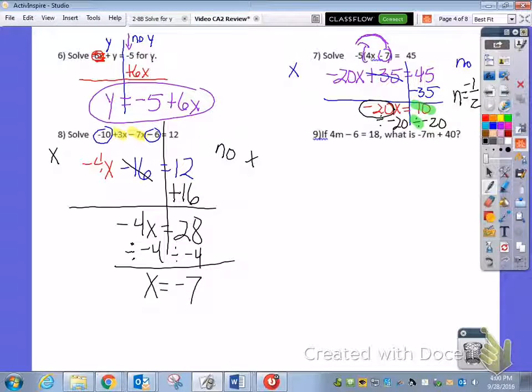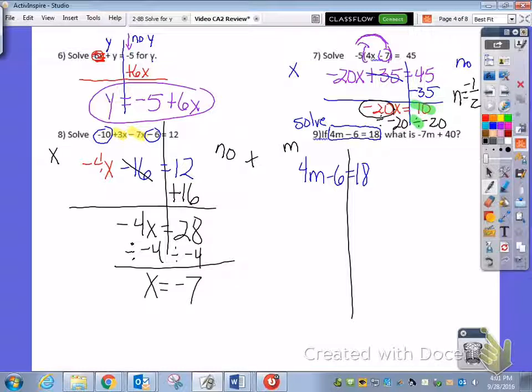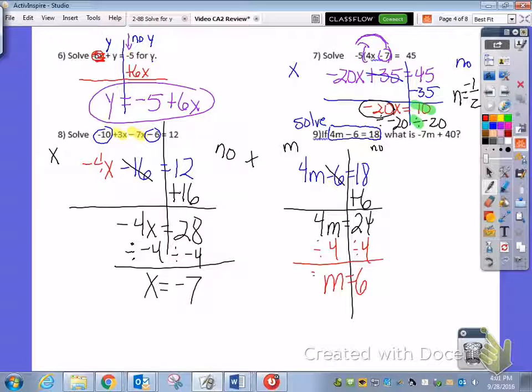So on this one, you are given an equation, okay? So I'm going to solve for this first. So you need to solve first, okay? So 4m minus 6 equals 18. Let's solve that. Draw your line. I want m's on the left, no m's on the right. So I add my 6. So 4m equals 24. And the opposite of multiplying is to divide, so you divide by 4. m equals 6, okay?